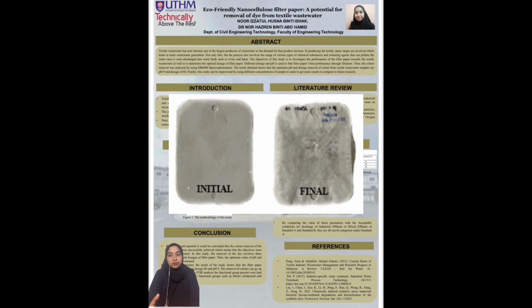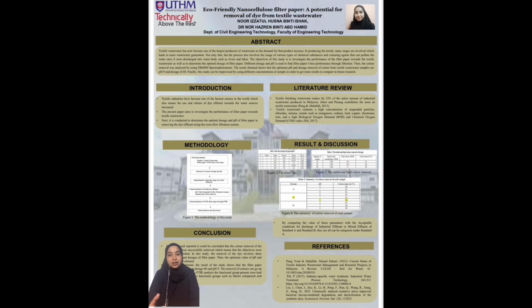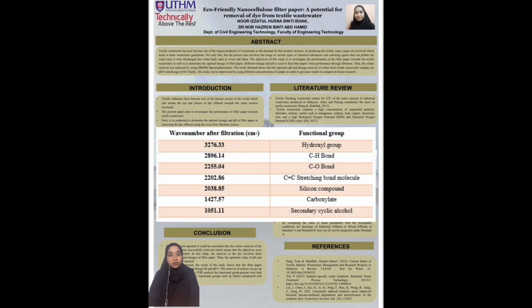Next, the final pH obtained for dosage 60 gram per meter cube at 100% dilution is 9. As we compare with the industrial effluent or mixed effluent, the samples fit standard A, which ranges between 6 to 9 for pH. Then the characterization of the filter paper was also conducted using FTIR. From this method, we got to know the functional groups of the filter paper before and after filtration. From the data collected, 4 more functional groups were added, which were trapped on the filter paper.